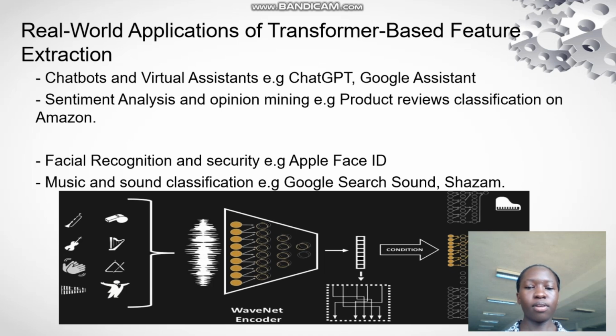And then we have music and sound classification. So using transformer based feature extraction models, in case we have audio data, they can enable us to classify music from different instruments into their different classes. For example, using Shazam, it's going to require you to sing into your phone, and while you sing, you're going to see that it's going to give you an output of the song that you're requesting in text format.